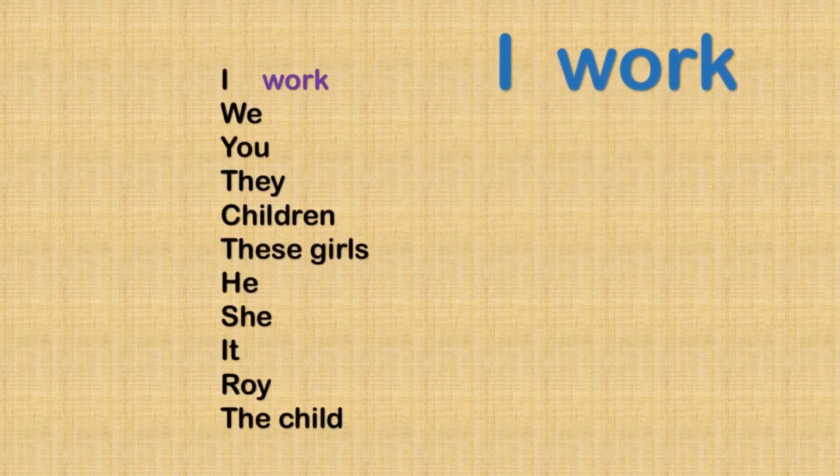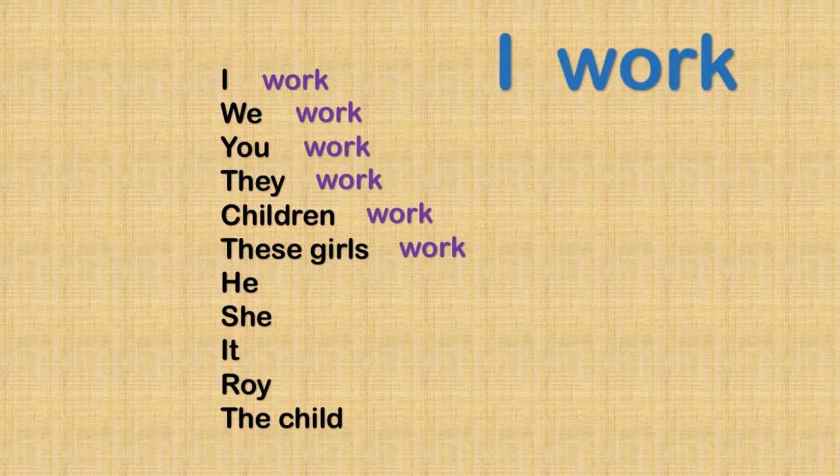By now, we have learned about the most common situations where we use simple present tense, right? One important factor is there to be considered when we make sentences, right? Let's learn about that with this example. I work, right? Let's see what happens to the verb when it is taken with different subjects, right? I work, we work, you work, they work, children work, and these girls work. Here, work in each and every sentence is the same. Nothing has happened to the verb, right?